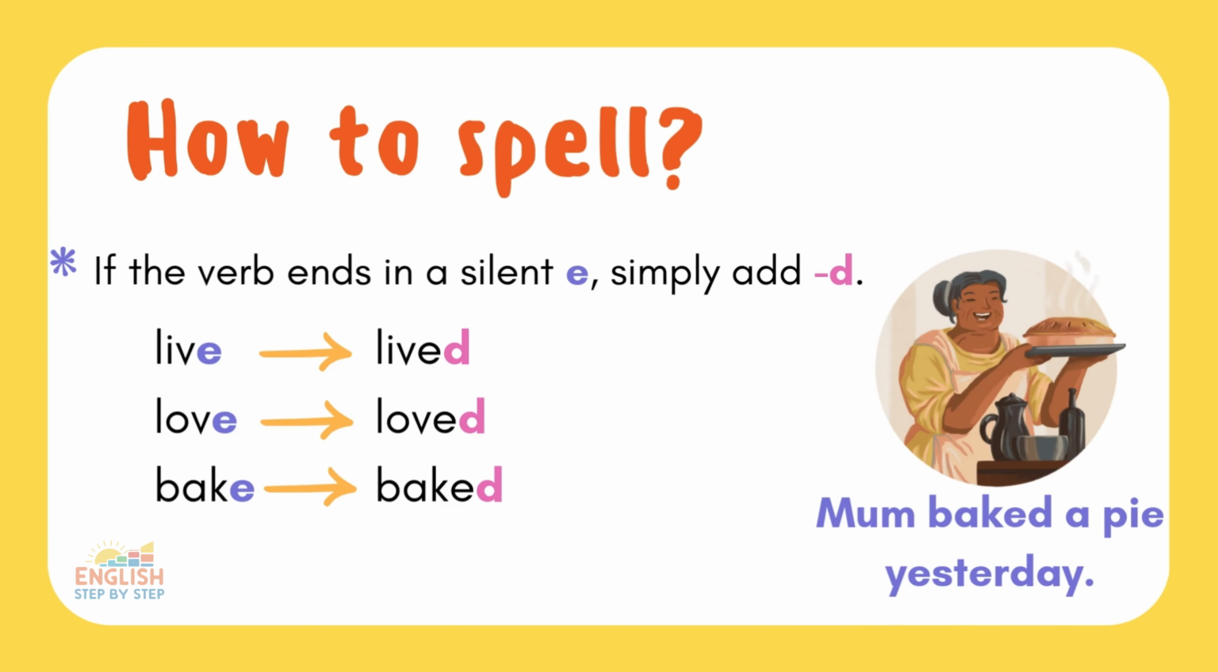How to spell. If the verb ends in a silent e, simply add d. For example, live, lived. Love, loved. Bake, baked.